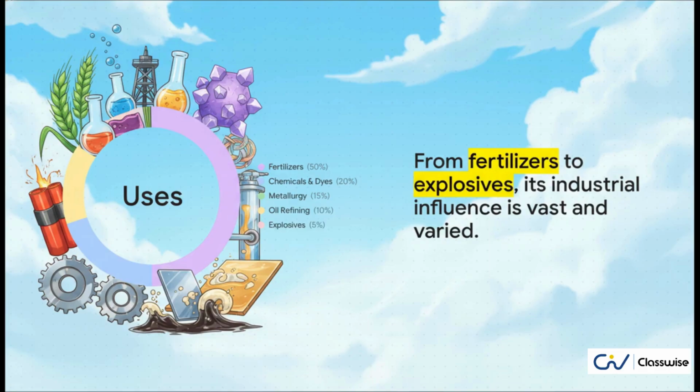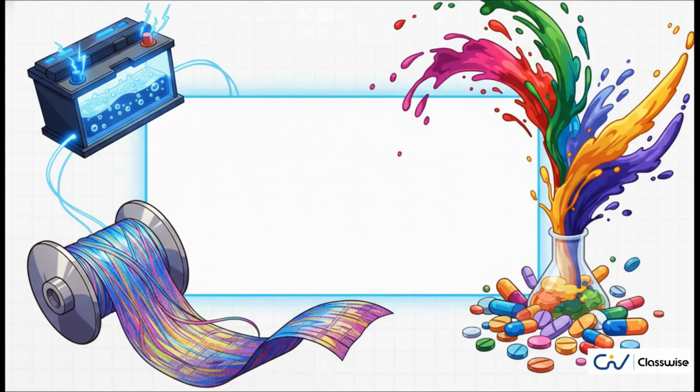But it doesn't stop there. It's crucial for making other chemicals and dyes, for pickling metals, which is just a cool name for cleaning rust off them, for refining the oil that becomes gasoline, and yeah, even for making explosives like TNT. Seriously, the list just goes on and on.